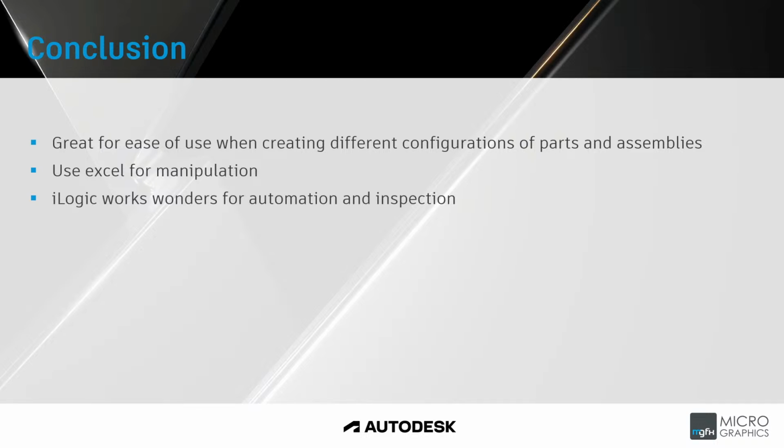In iParts and iAssemblies, you go to the table configuration, the Excel, you change it there, you come back to Inventor, then you might find an error here or there because you might have typed something in. So this is very manual. With model states it's a very nice double click, change this, and you'll see the changes take place in your model. So great for ease of use. Use Excel for manipulation. Like I said, CAD is for CAD and Excel is for Excel.